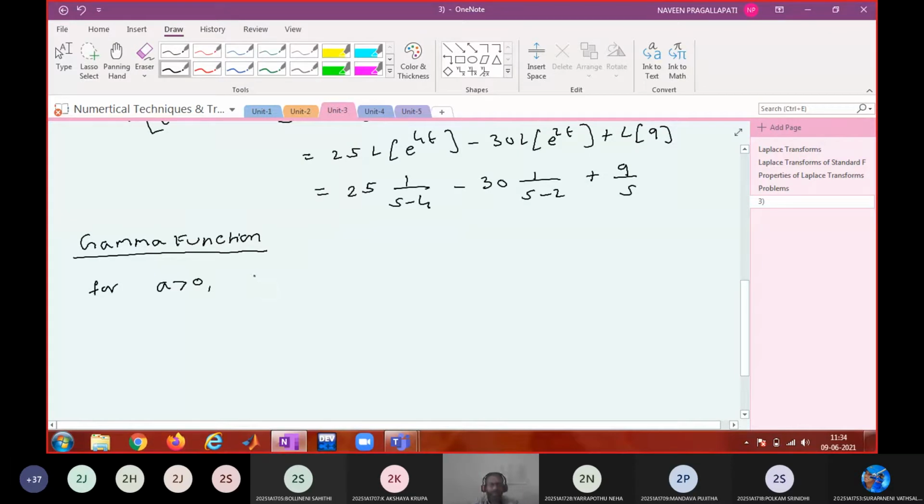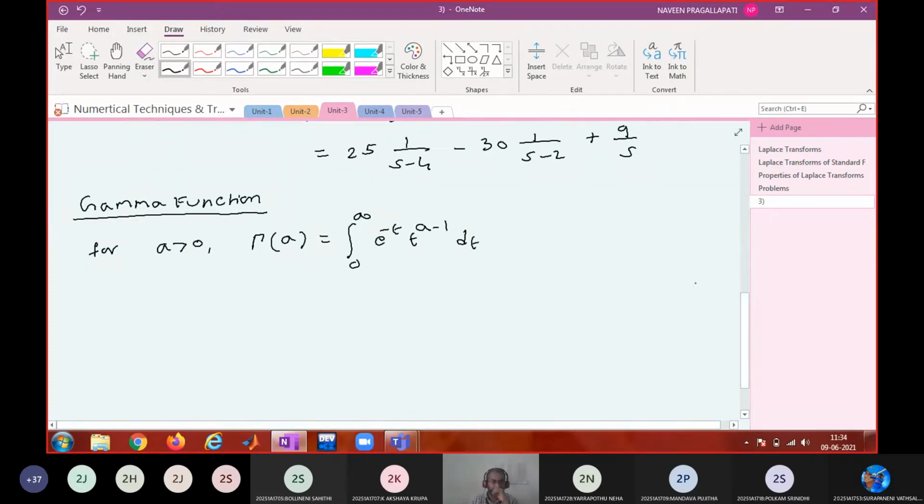For a greater than 0, gamma of a is defined as the integral from 0 to infinity of e power minus t, t power a minus 1 dt. So again you can see it is an improper integral, which will converge for all a greater than 0.